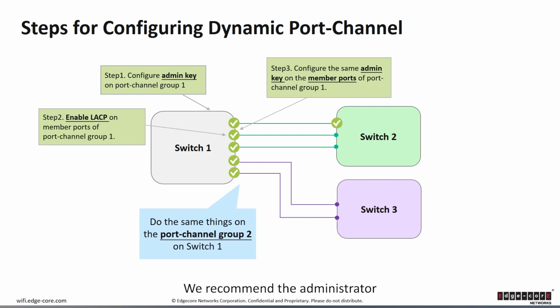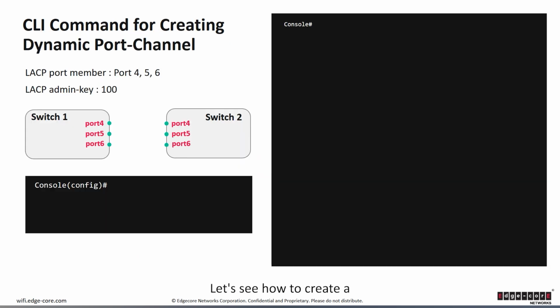We recommend the administrator well plan your network topology and do documentation. It'll be easy to maintain or troubleshoot your network. Let's see how to create a dynamic port channel using CLI commands. In this example, we have switch 1 and switch 2, and we will use port 4 to 6 to form a dynamic trunk group with an admin key of 100.